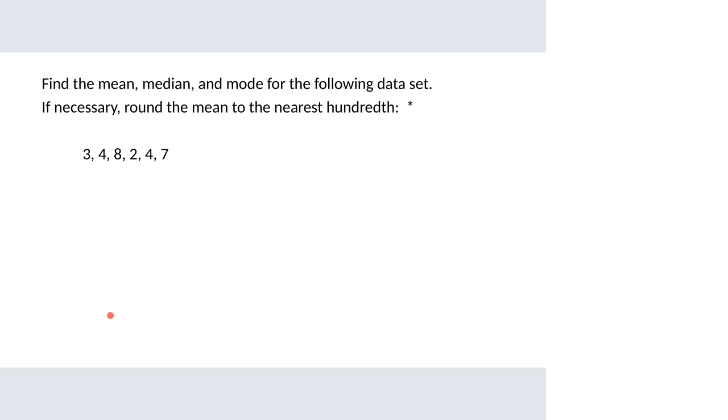So for the mean, add them all up, divide by how many there are. For the median, we're looking for the middle number. But remember, we want to write these from least to greatest first, then find the median. Let's go another 30 seconds on this, and then we'll talk about it. If you need more time, let me know.